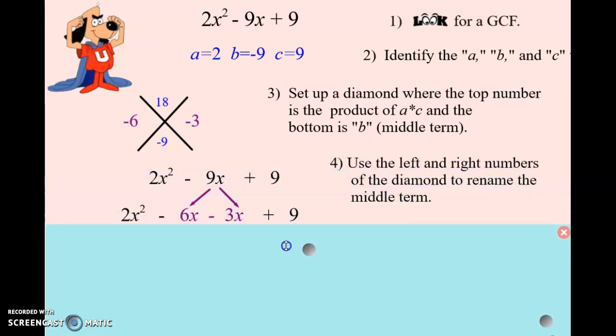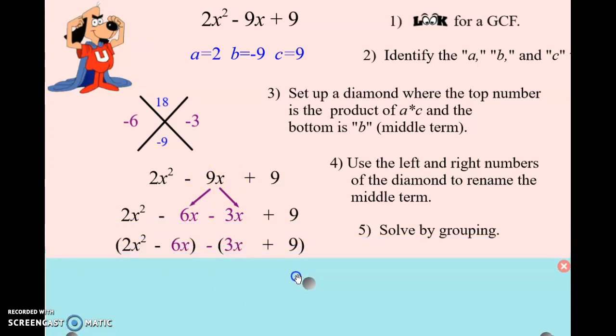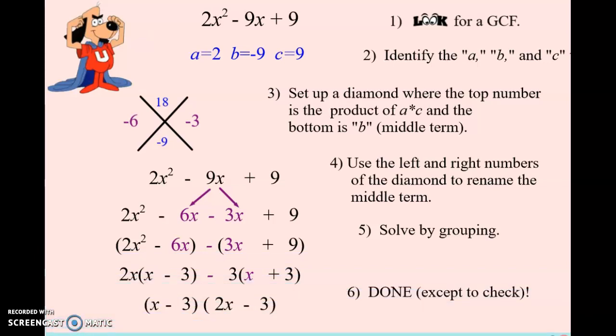Use the left and right numbers to rename the middle term. So now instead of it being a negative 9x, it's going to be a negative 6x minus 3x. Next, solve by grouping. And last but not least, check. X times 2x is 2x squared. Negative 3x, negative 6x together equals negative 9x. And a negative 3 times a negative 3 is a positive 9.